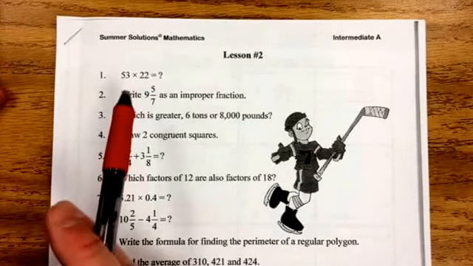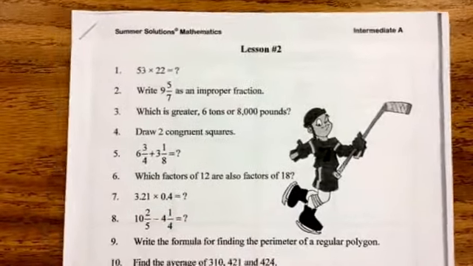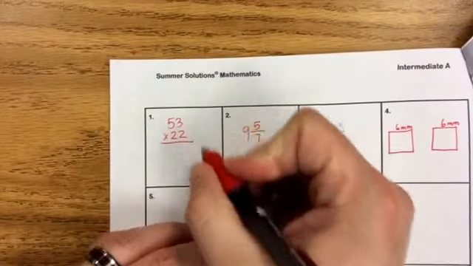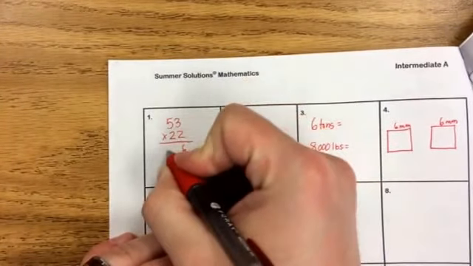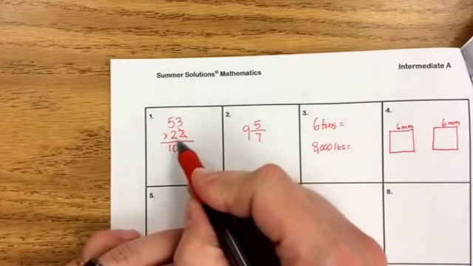All right, problem number 1, we have 53 times 22. Just a simple double-digit times double-digit problem. So we're going to start with our 2 here. 2 times 3 is 6. 2 times 5 is 10. I cross out my ones place and I'm going to move on to the tens place.